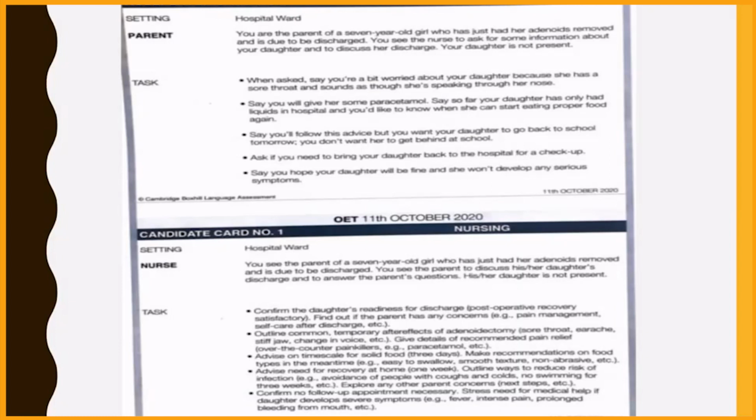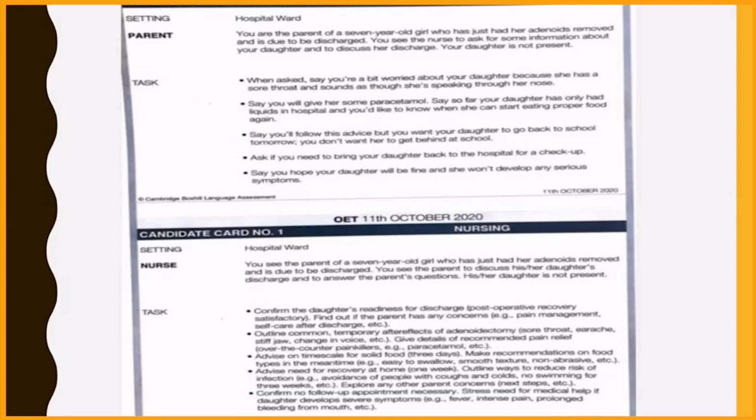The parent refers to only one person. You see the parent of a 7-year-old girl. So actually, when you read the word parent, it means it's only one, either the mother or father, that you can decide, of a 7-year-old girl who has just had adenoids removed. So which means this girl, 7-year-old girl, has just finished the surgery and is due to be discharged. Due to be discharged meaning will be discharged shortly.